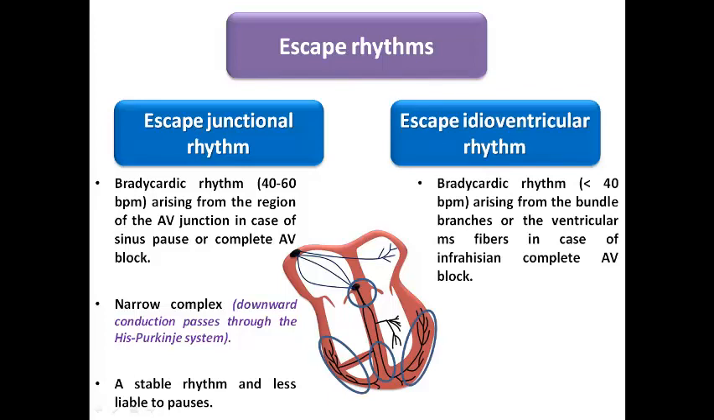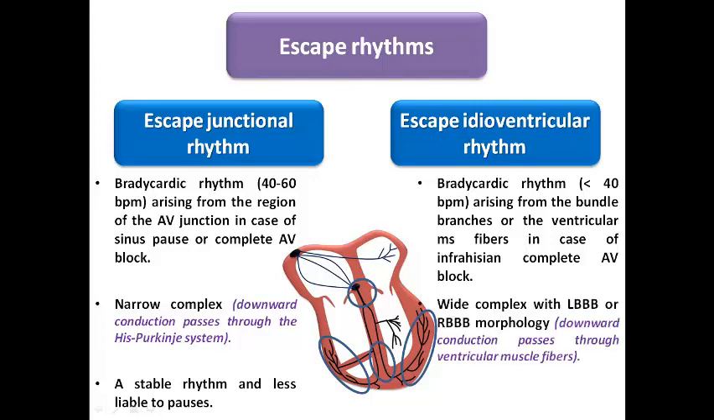But we are afraid of escape idioventricular rhythm because it is a bradycardic rhythm, usually at a heart rate below 50, but it may reach below 40, as we mentioned, that the ventricles have the slowest pacing rate in comparison to the SA node, the atria, or the AV node. And this rhythm arises from the bundle branches or the ventricular muscle fibers themselves in case of infrahisian complete AV block or sinus node dysfunction. And it is usually wide complex because downward conduction passes through the ventricular muscle fibers, and it can show left bundle branch block or right bundle branch block according to the origin. If it is arising from the left ventricle, it would show right bundle branch block morphology and vice versa. And it is, of course, an unstable rhythm liable to pauses or asystole.